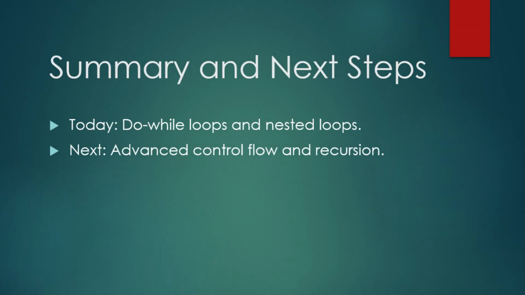So that was it for part 5 of our Java series. Today, we explored do-while loops, which ensure that the code inside the loop runs at least once, and nested loops, which allow us to perform more complex iterations, like generating a multiplication table.